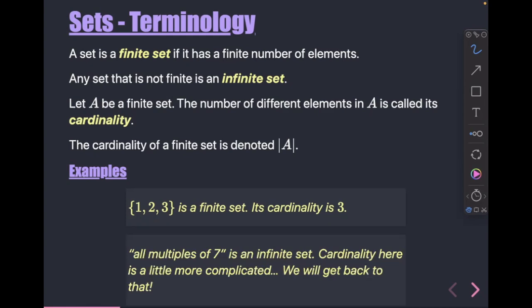Another set I talked about was all multiples of 7. And as I said, that could be infinitely many numbers, so it's technically an infinite set. Cardinality is more complicated when you're talking about infinite sets, and that's something we will get to farther on in the course. But for now, we're just focusing on the cardinality of finite sets. So don't worry about the cardinality of something like all multiples of 7 just now.